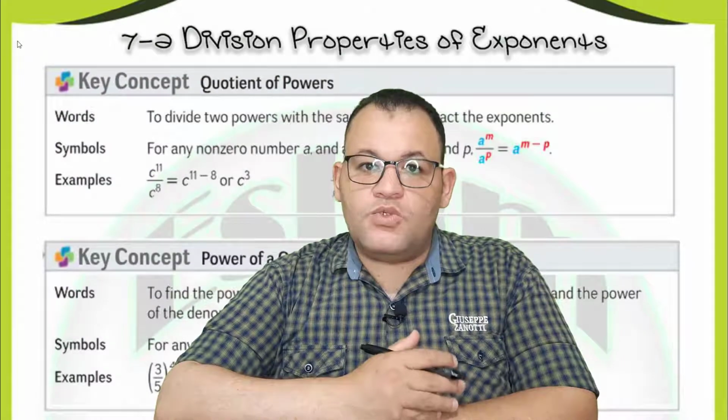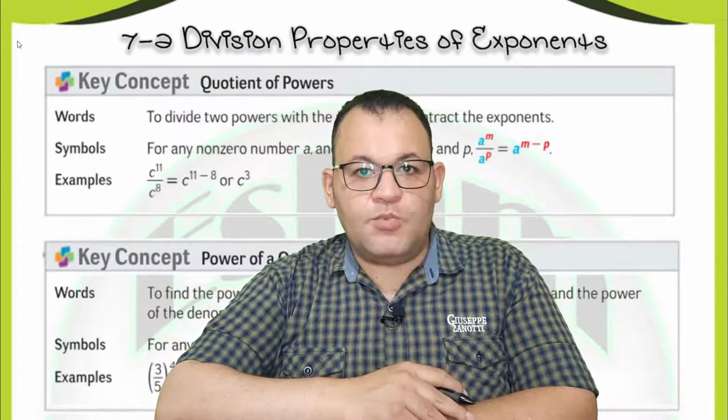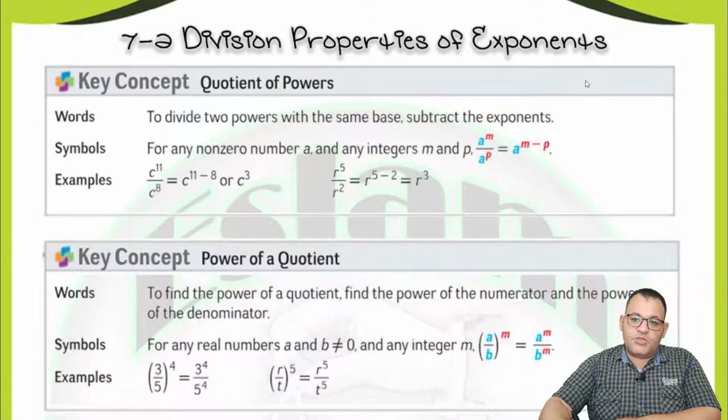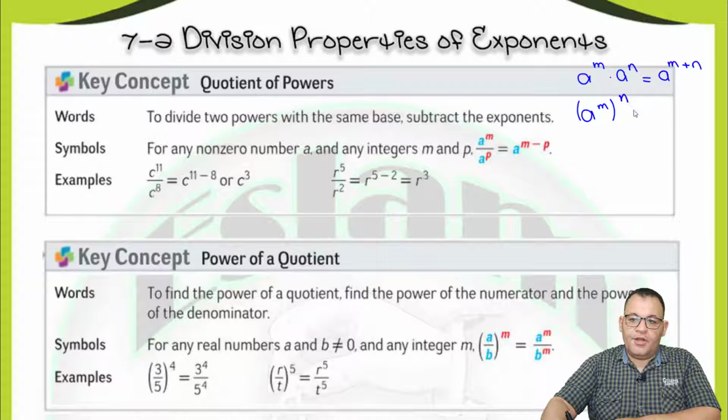In the previous lesson, we talked about the multiplication properties of the exponent. The first property that we said: if we have a to the power m times a to the power n, it will be equal to a to the power m plus n. The second one, a to the power m, raised to the power n, is equal to a to the power m times n. The third property and the last one, a times b all to the power m, is equal to a to the power m times b to the power m.